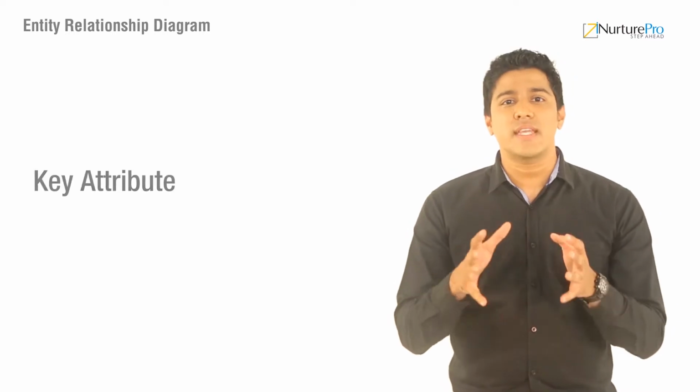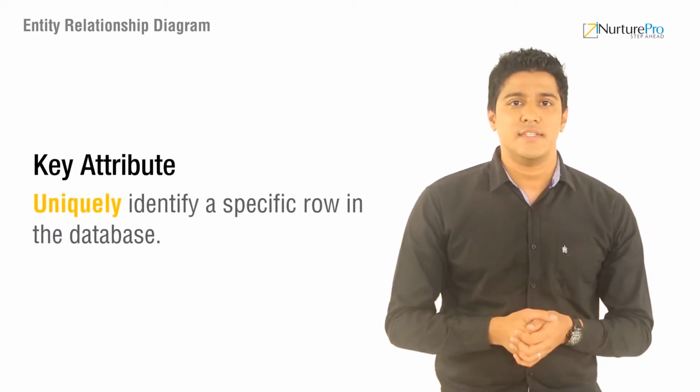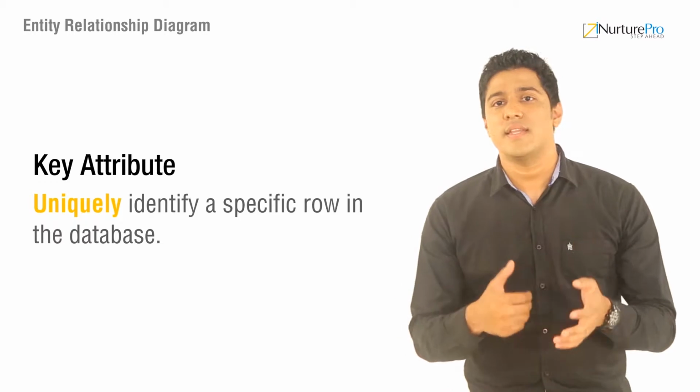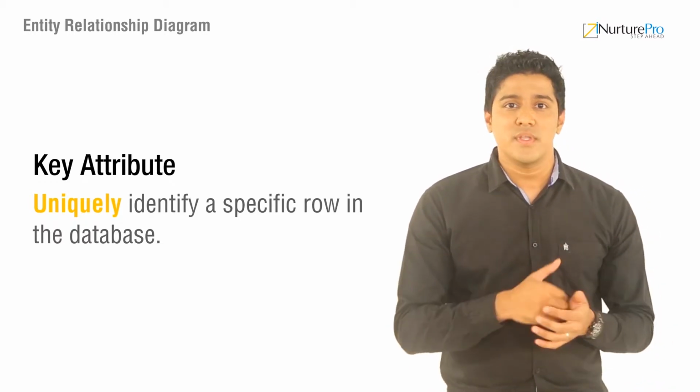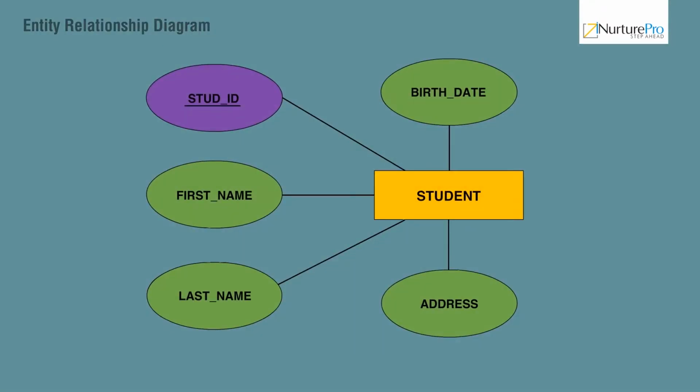So how will you uniquely identify a record? In this case, you can use the key attribute to uniquely identify a specific row in the database, and it is represented using the symbol ellipse with an underlying line. A key attribute is the primary key in a database table. Continuing with our example, a student ID can be considered as a key attribute which is used to retrieve unique records from the student entity.